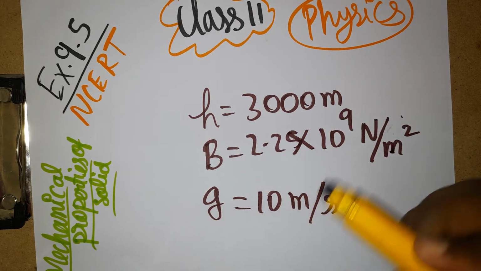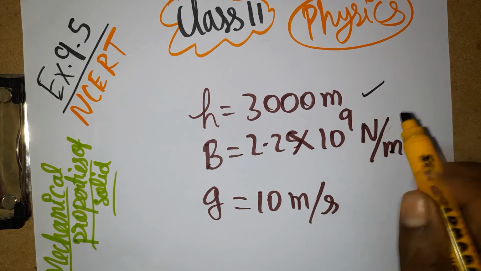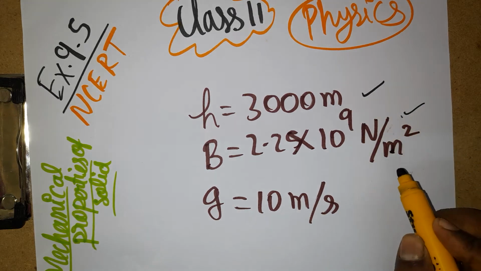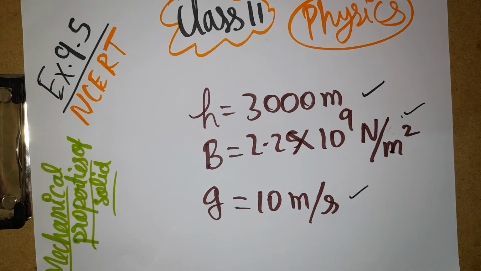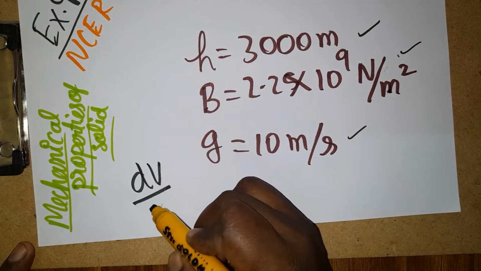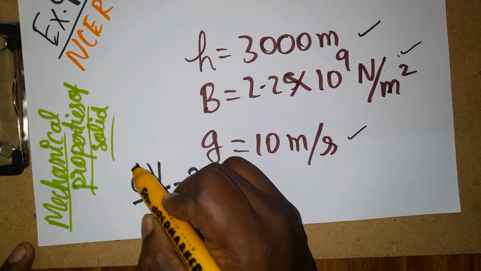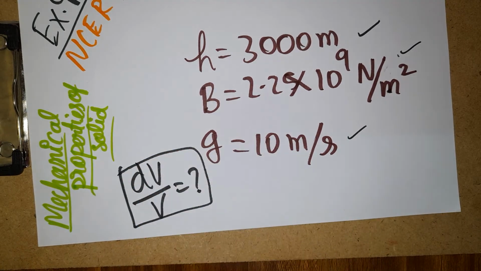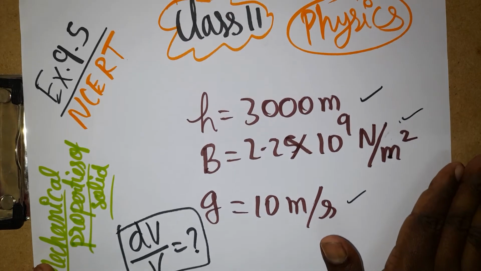Okay, first we will see what the given data is. Height is given, bulk modulus is given, and gravity is given. They asked you to calculate the changing volume by original volume, that is called strain. Okay, now I'll be doing this problem.